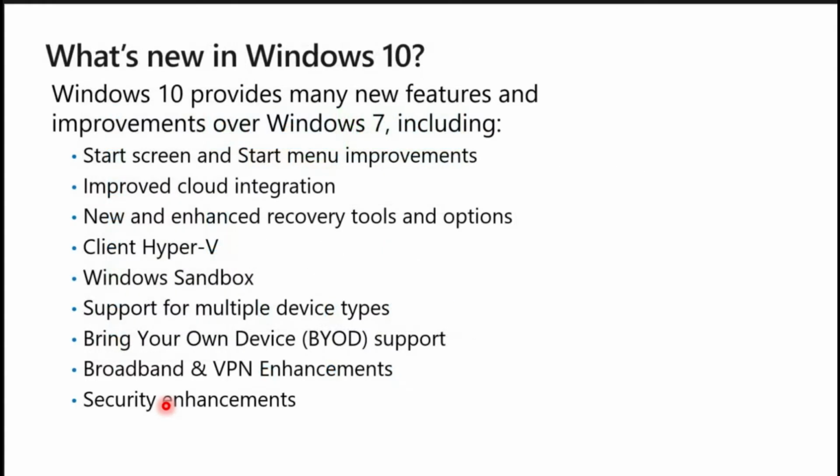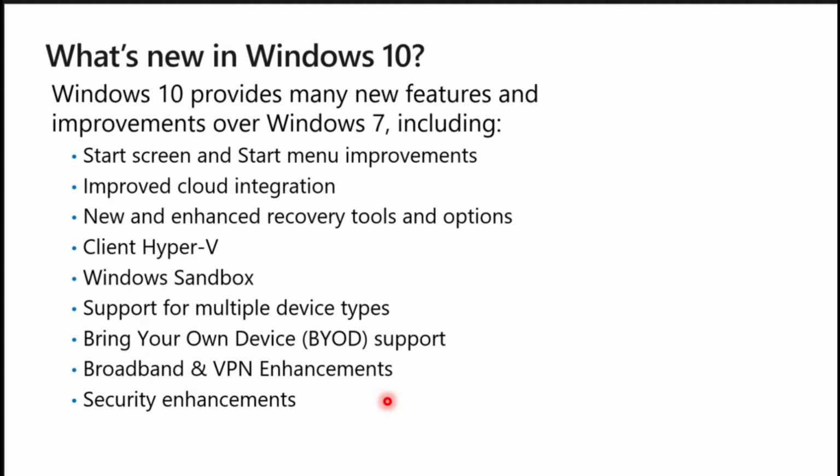So what is new in Windows 10? Windows 10 provides many new features and improvements over Windows 7, including start screen and start menu improvements, improved cloud integrations, new and enhanced recovery tools and options, client Hyper-V, Windows Sandbox, support for multiple device types, bring your own device support, broadband and VPN enhancements, and security enhancements. So there are a lot of features.